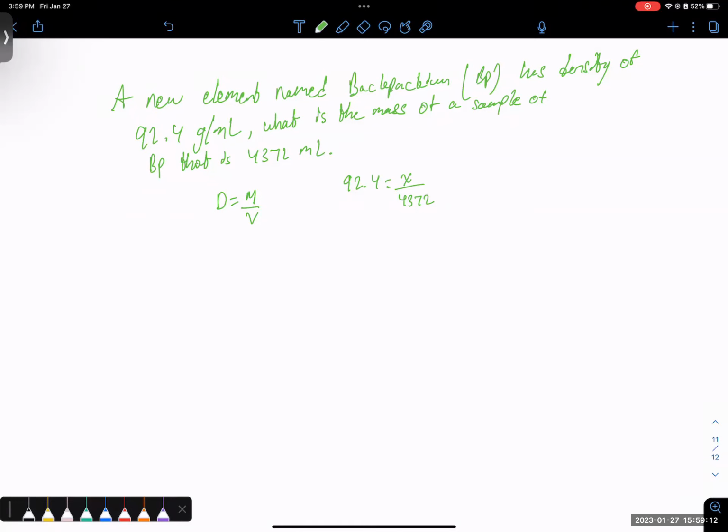All right, now if we use our fancy calculator device, 92.4 times 4,372. You solve that out, you get an answer of 403,972.8 grams of backpacking.